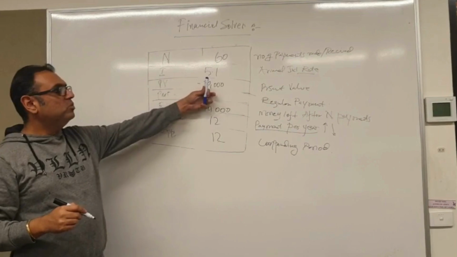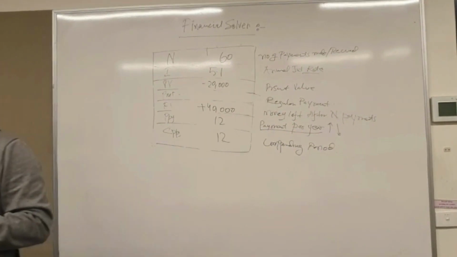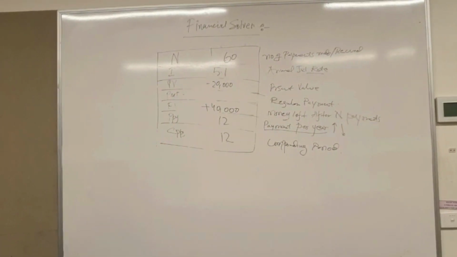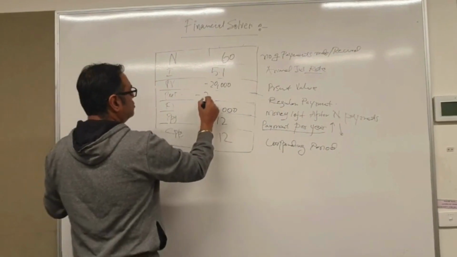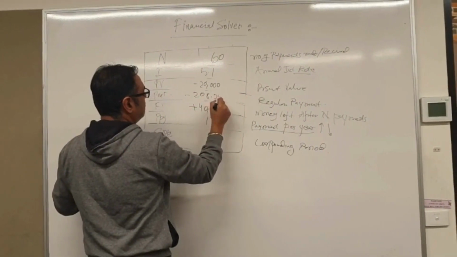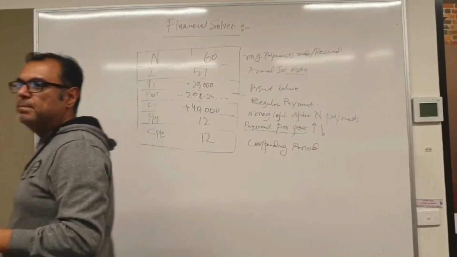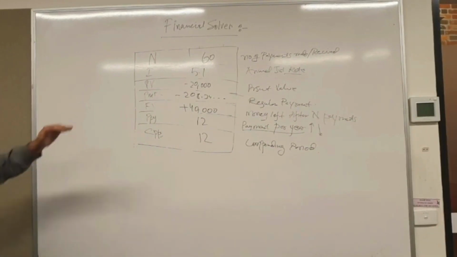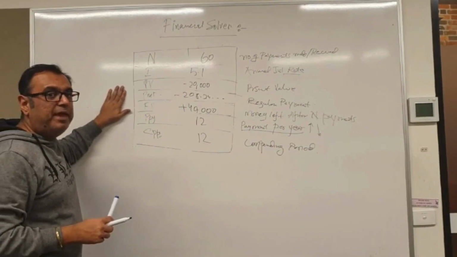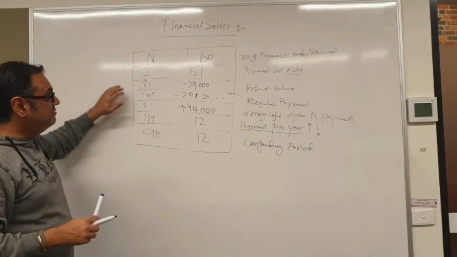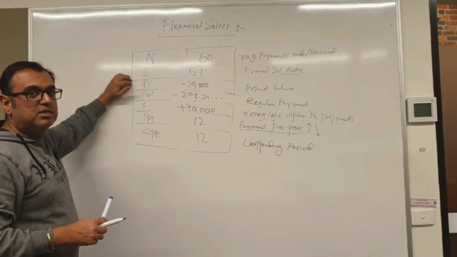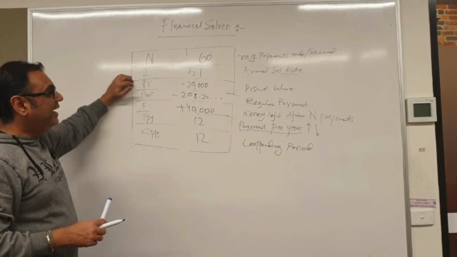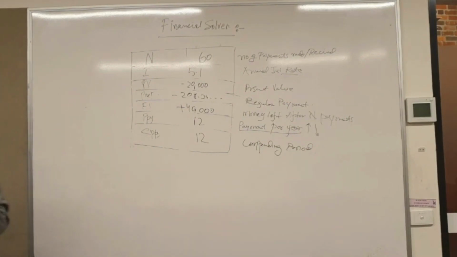So you go to your PMT, press enter, you get something like a negative 208.34 something. So that is the amount that this guy will be paying out of his pocket after he's invested 20,000 bucks, to go to $40,000.